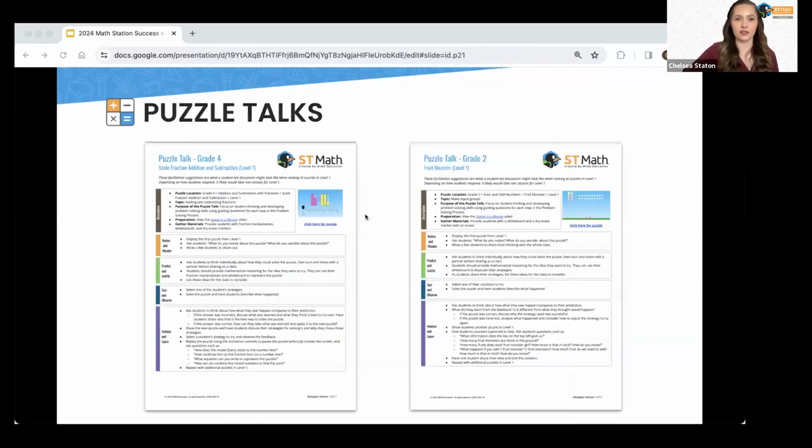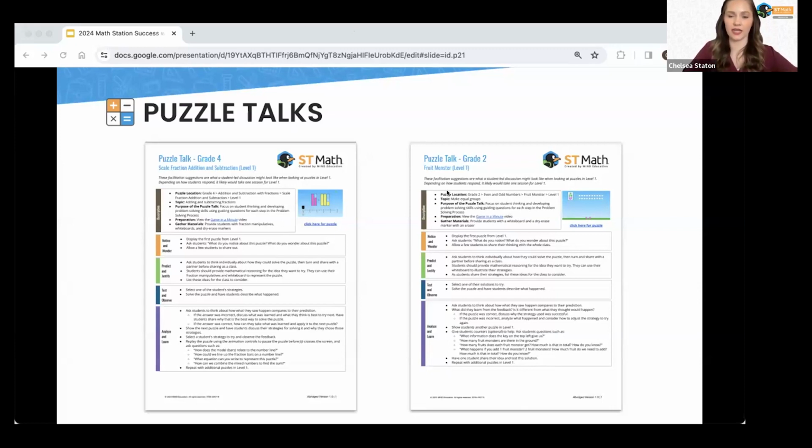But there are also scripted puzzle talks. If you are new to ST Math, new to puzzle talks, these will tell you the questions you need to ask, what you need to pull up, and what you need to be looking for in students. These are super helpful if you have teachers who have never done a puzzle talk before. I will put that in the chat as well. I was hoping we would have a little bit of time so you could go ahead and click into that. Maybe find a grade level that you most often support, and you can look through some of those.